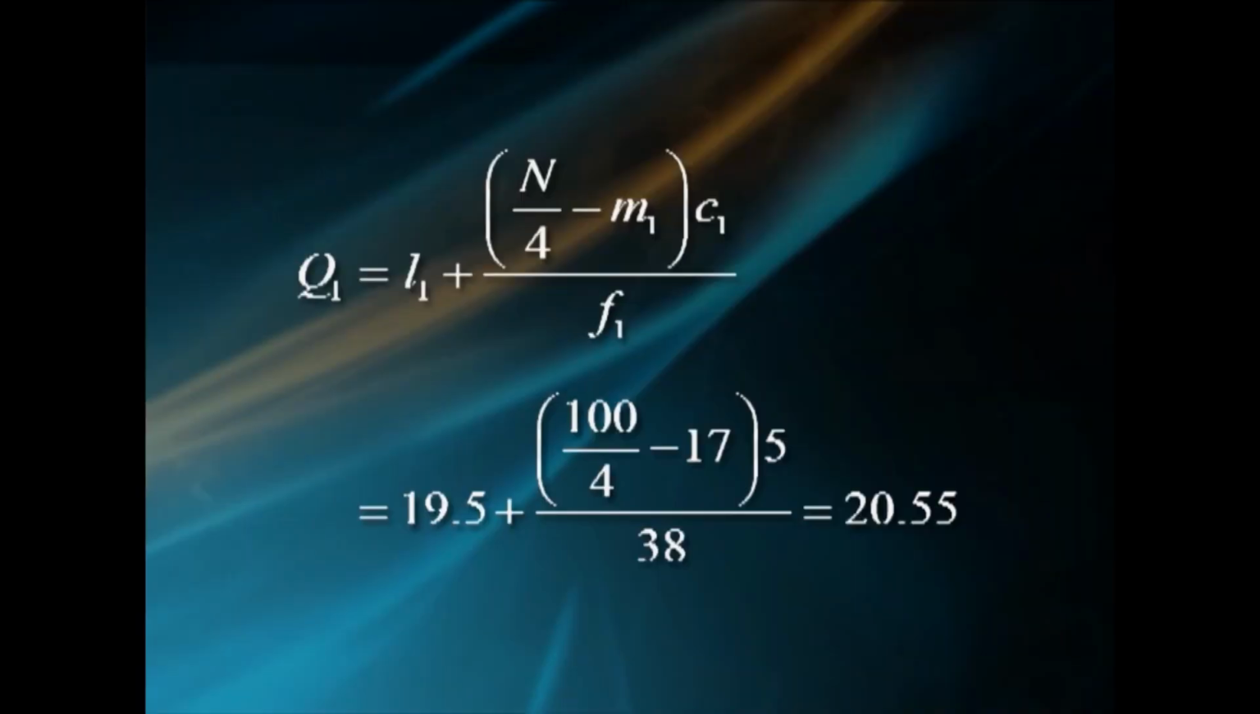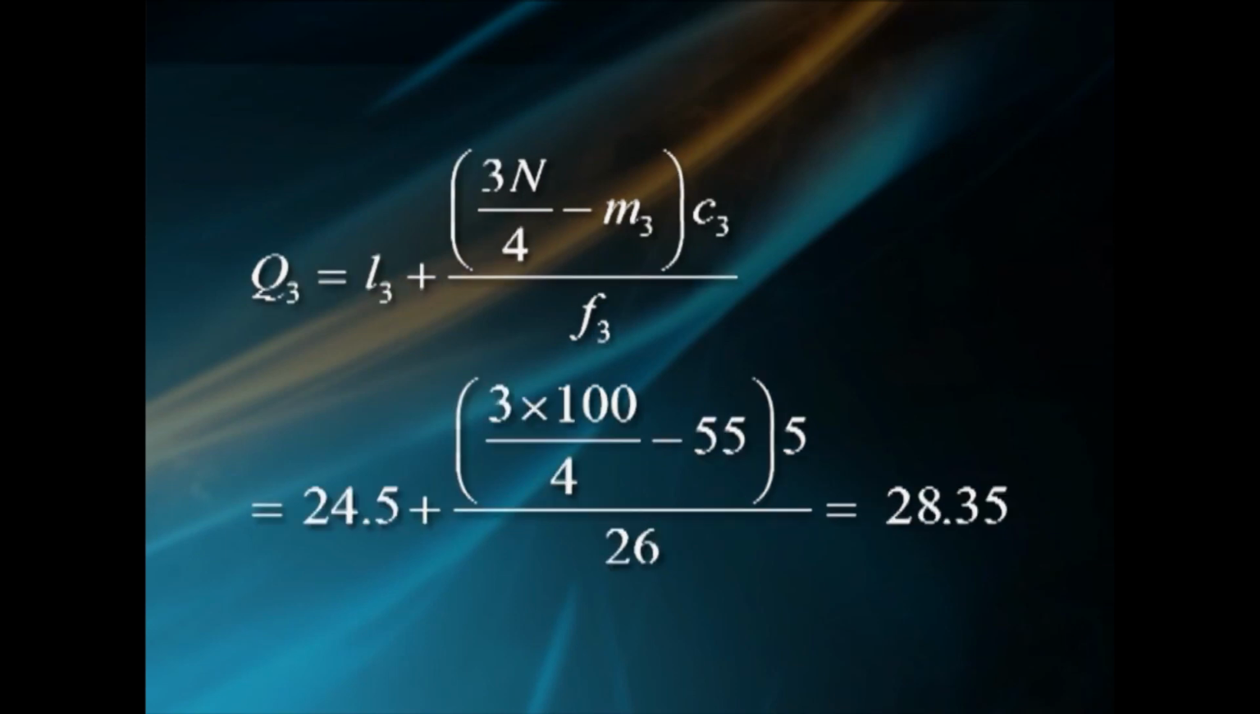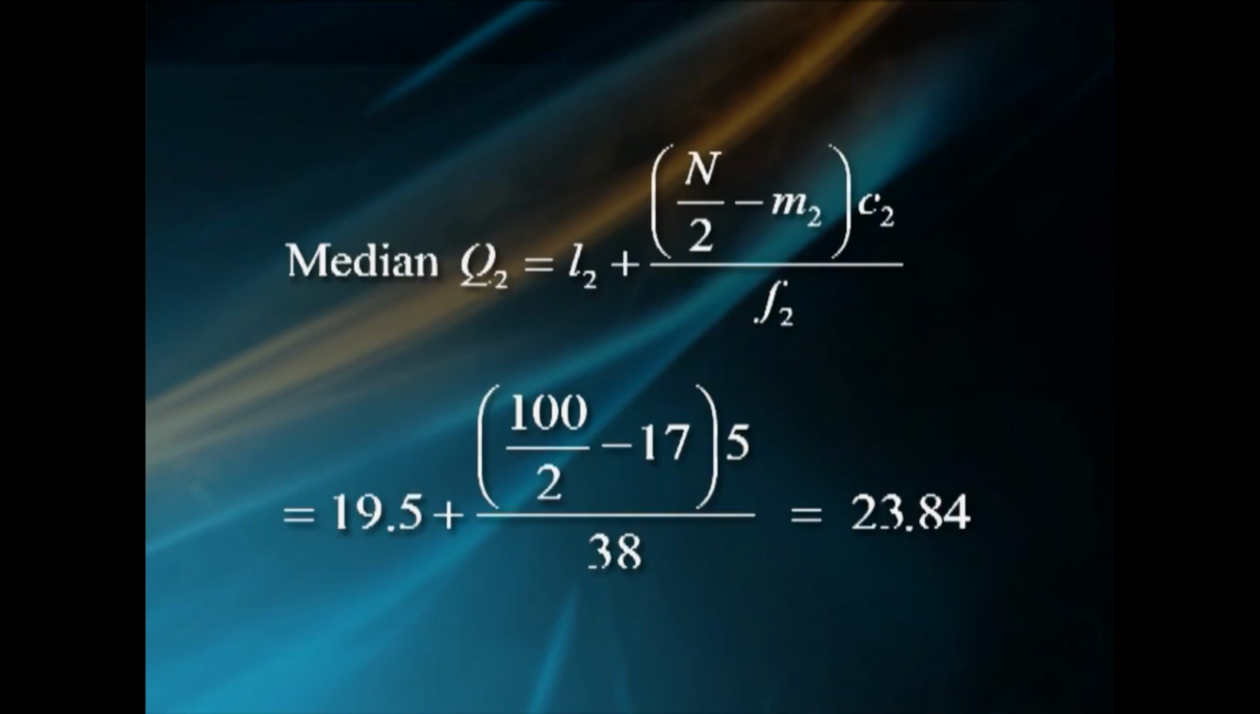Hence, Q1 equal to L1 plus (n by 4 minus M1) into C1 by F1, that is 19.5 plus (100 by 4 minus 17) by 38 into 5, that is 20.55. Q3 equal to L3 plus (3n by 4 minus M3) into C3 by F3, that is 24.5 plus (3 into 100 by 4 minus 55) into 5 by 26, that is 28.35. Median Q2 equal to L2 plus (n by 2 minus M2) into C2 by F2, that is 19.5 plus (100 by 2 minus 17) into 5 by 38, that is 23.84.